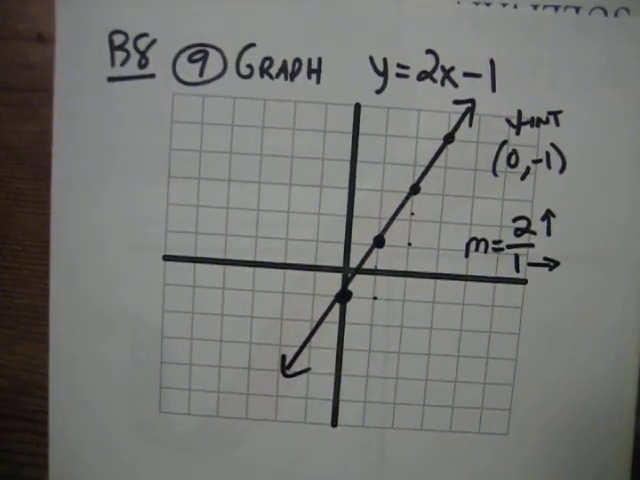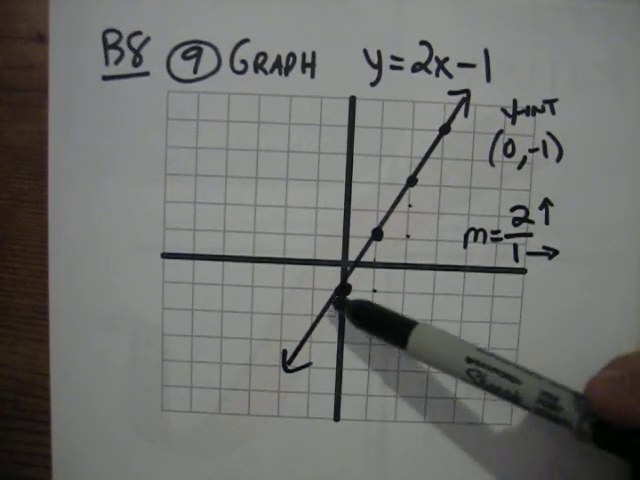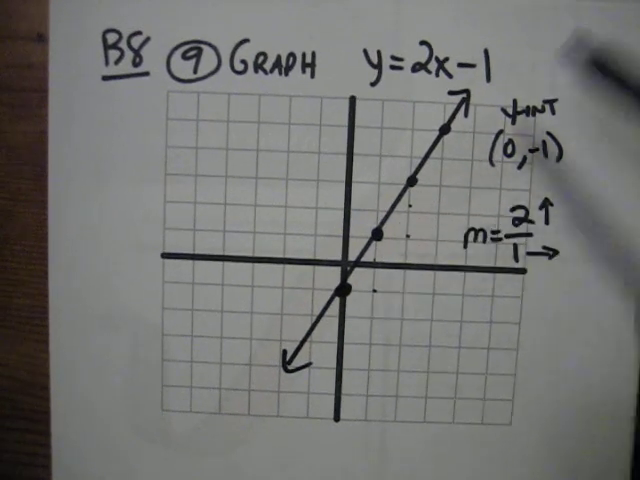y equals 2x minus 1. That line has a slope of 2. Over 1, up 2, over 1, up 2, and then the y-intercept is -1.